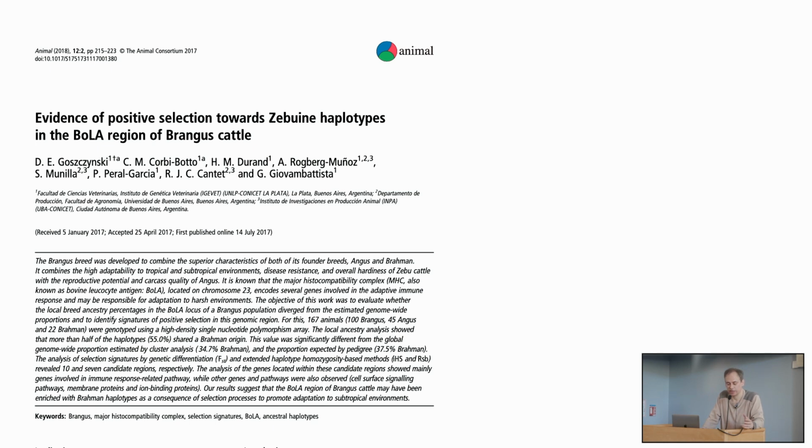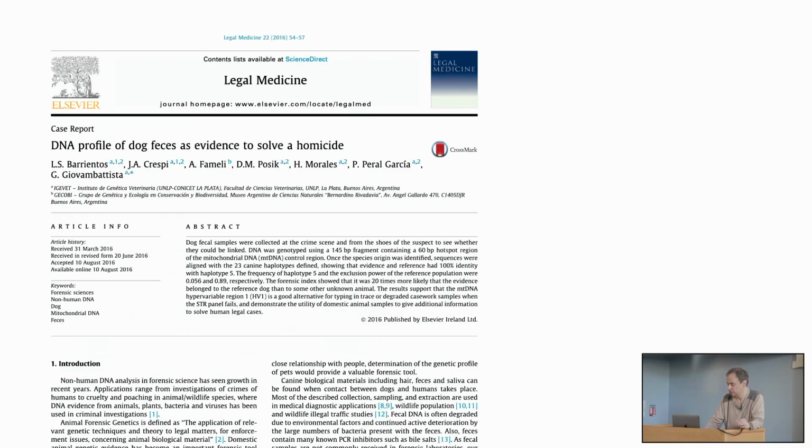Also, the goal was to determine which ancestry has the most impact in the development of this Brangus cattle, which is a combination of Brahman and Angus. And so we came to the conclusion that Brahman was the founder that has the most impact for this particular characteristic.